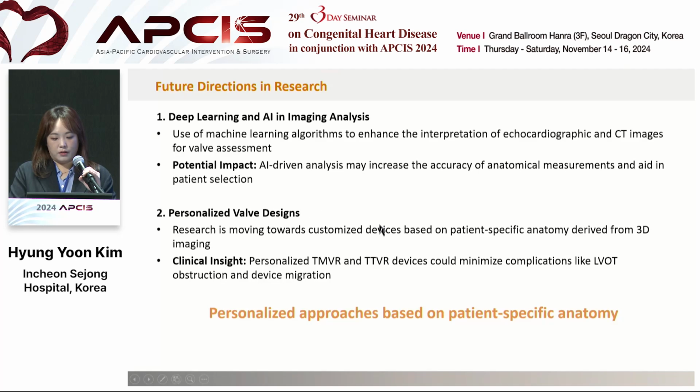So I'd like to introduce further directions of the research. We can use deep learning AI for imaging analysis, and there are plenty of works being done. And further, personalized valve designs. So we can use 3D images to make a personalized valve design, and we can apply it to the patient in the future. So a personalized approach based on patient-specific anatomy is needed.